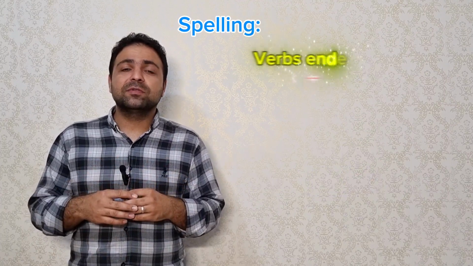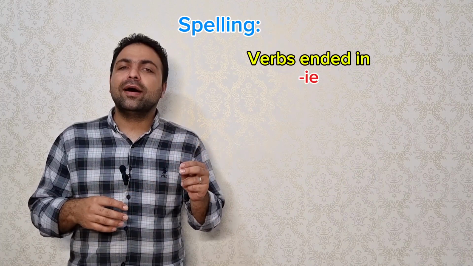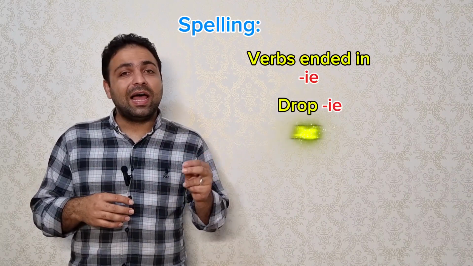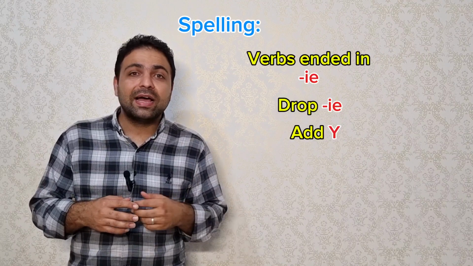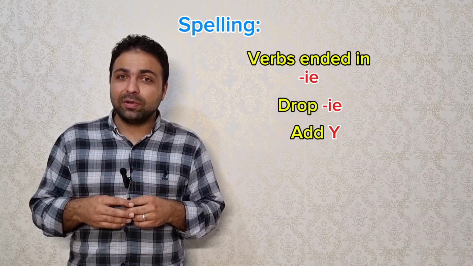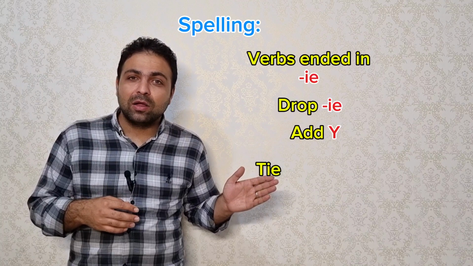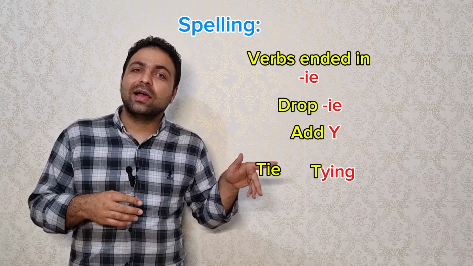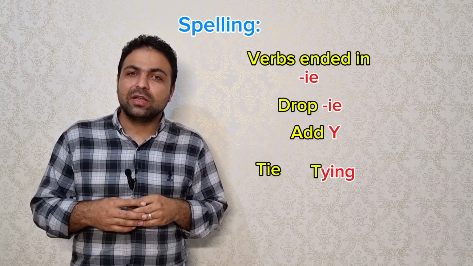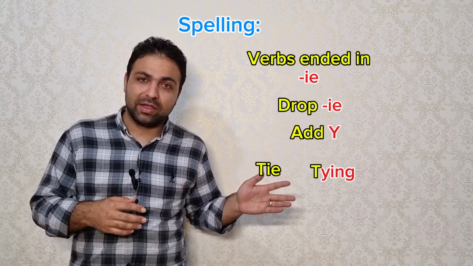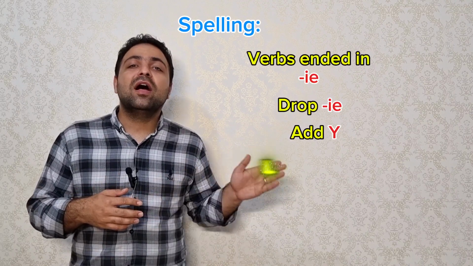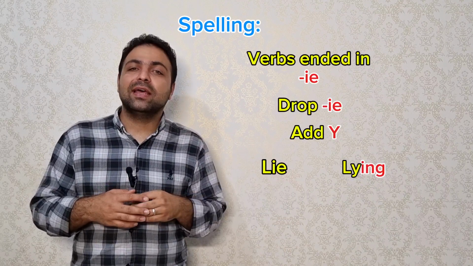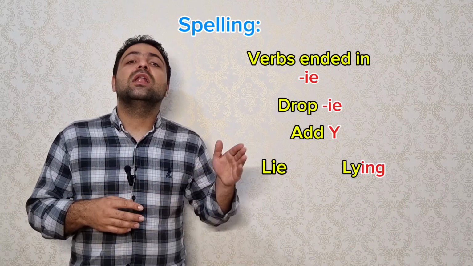And those verbs that end in IE, we drop IE, add Y, then add ing. For example, we have tie, we drop IE, add Y, and then add ing. It would be like this, tying. Or we have lie, drop IE, add Y, and then add ing, lying.